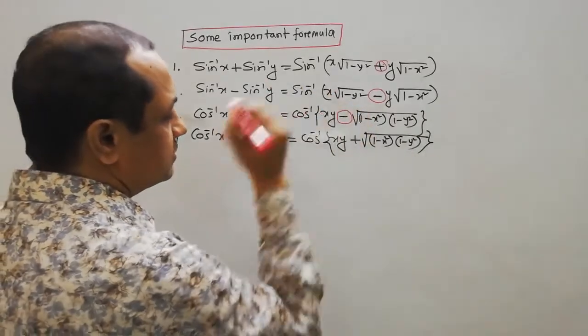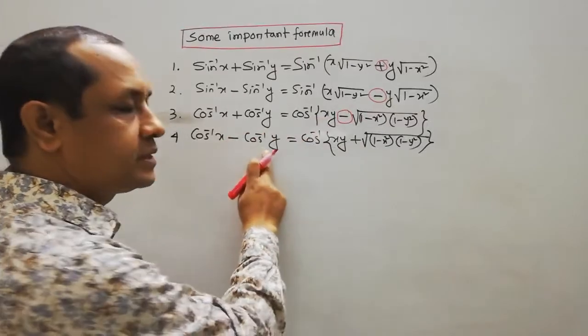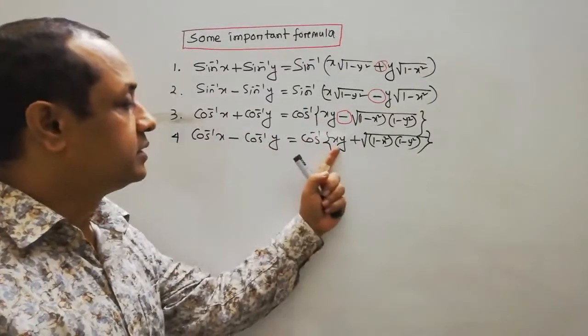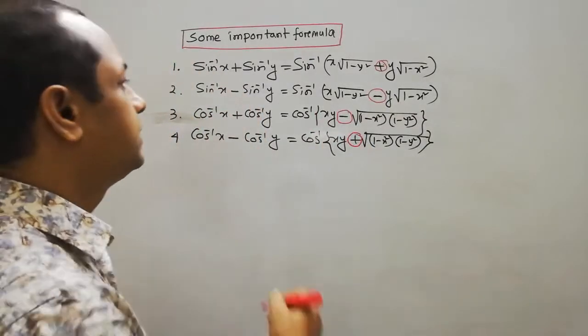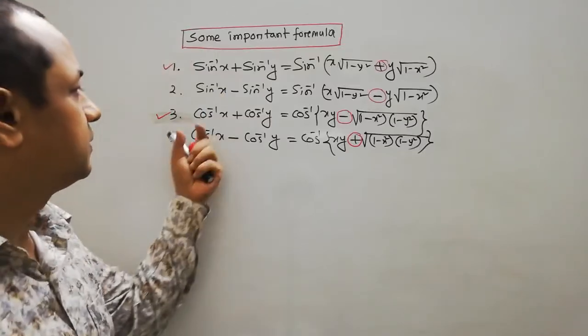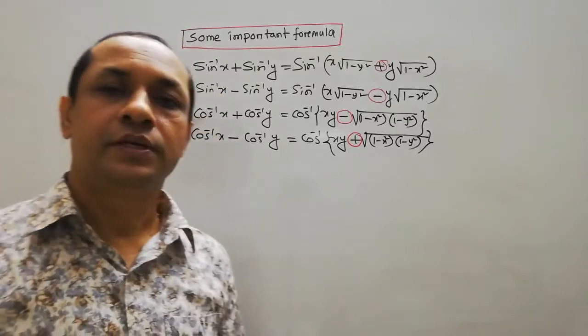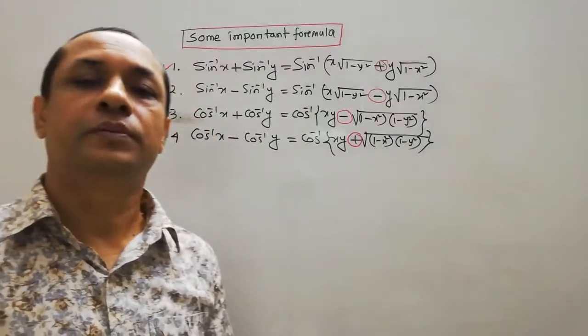Cos inverse x plus cos inverse y is xy minus, and cos inverse x minus cos inverse y is xy plus. So student, memorize number 1 and number 3, and automatically you will memorize the sin inverse number 2 and cos inverse number 4.